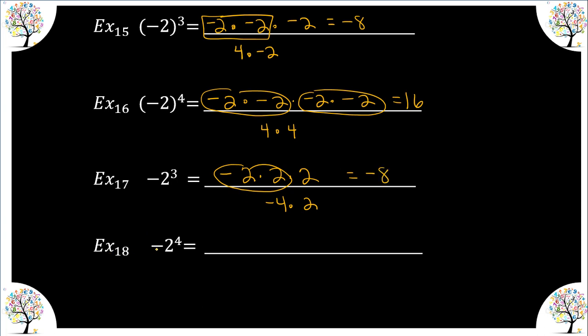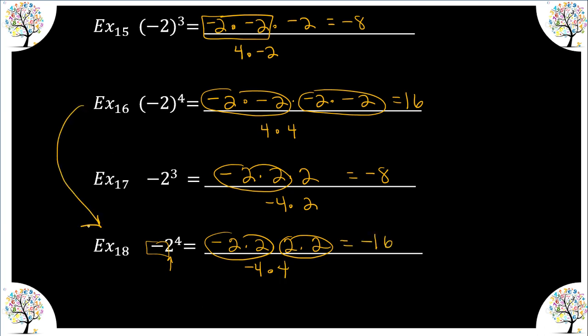Here we have -2 to the fourth. Our base is 2. We have four 2's being multiplied with an understood negative out front. So we have negative, and then we have 2 times 2 times 2 times 2. So we're going to get -4 times +4, which gives us -16.